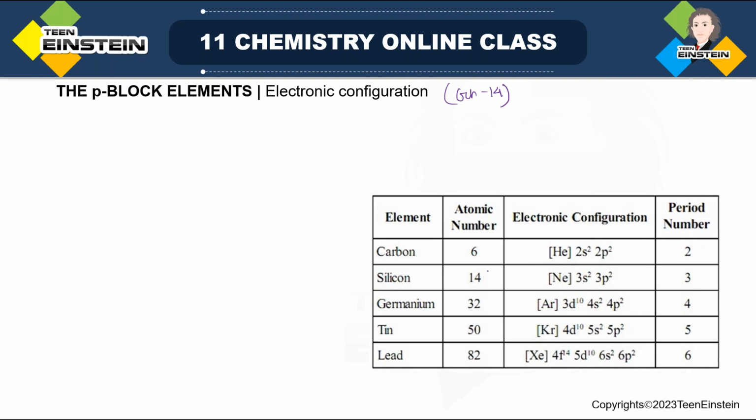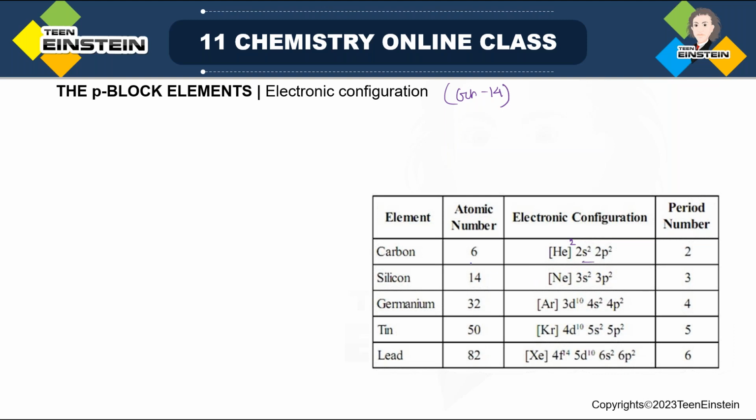Here the first one, atomic number is 6. Now when it is 6, the last noble gas is helium, having atomic number 2. The total number of electrons, 2, is already there. Out of the rest of the 4 electrons, they will be in 2s2 and 2p2. So it is helium core, basically 1s2, and period number 2.